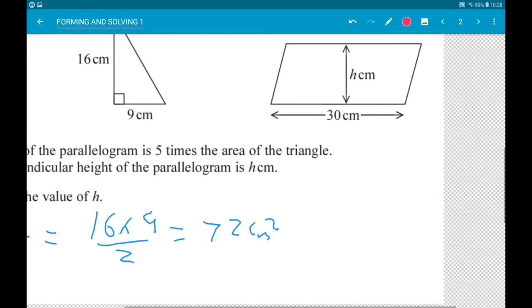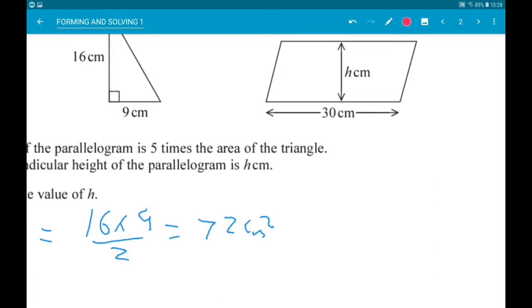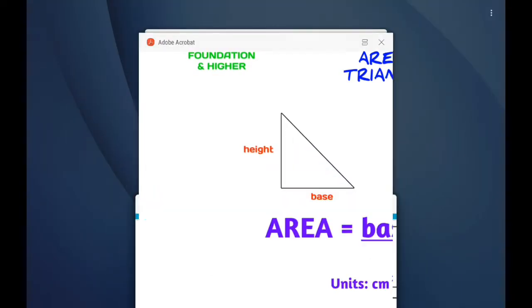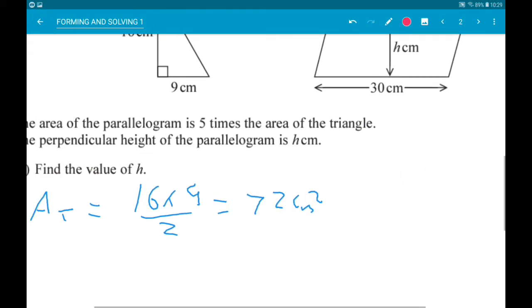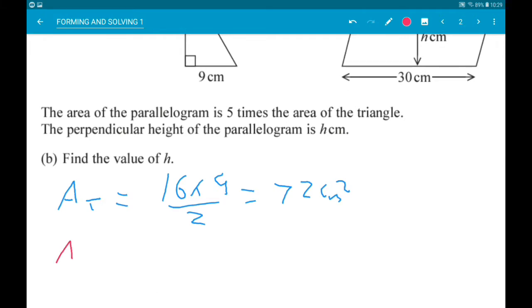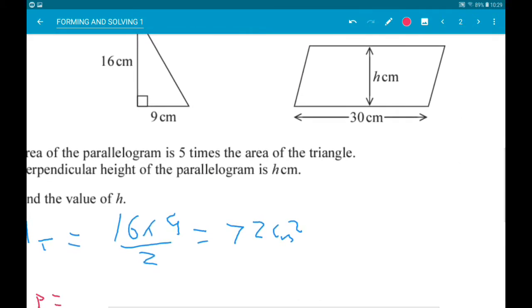Now for the parallelogram, we know the base is 30 and the height is h. Now parallelograms, I've seen this trip so many people up in the past. Parallelograms have exactly the same area as rectangles. So the area of the parallelogram is just the base times the height, so 30h.